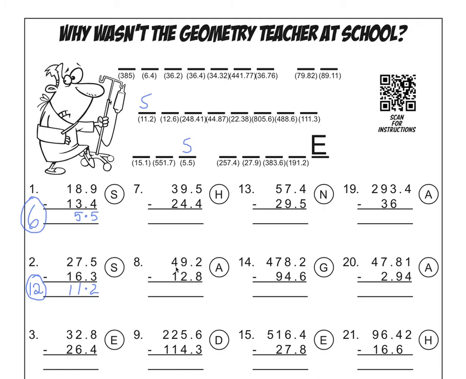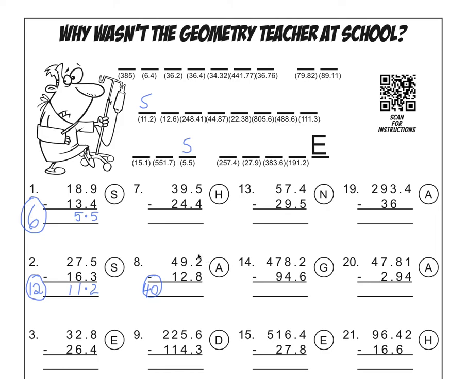Number 8 says 49 and 2/10 minus 12 and 8/10. First of all, we'll do an estimation to see if we get a reasonable answer. 49 is close to 50. 12 is close to 10. So 50 take away 10 is 40. If our final answer is somewhere around 40, then we are correct. Remember, whenever you're estimating, you should be able to do it in your head.